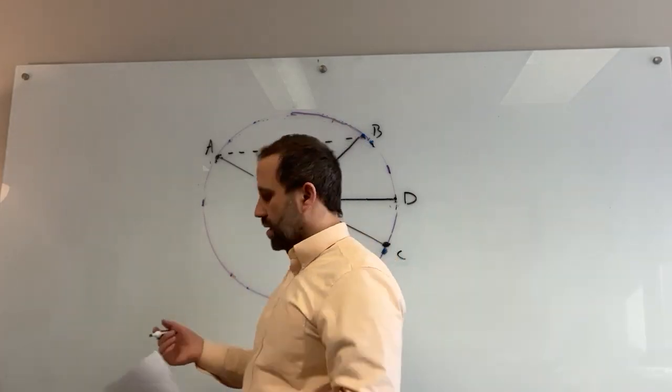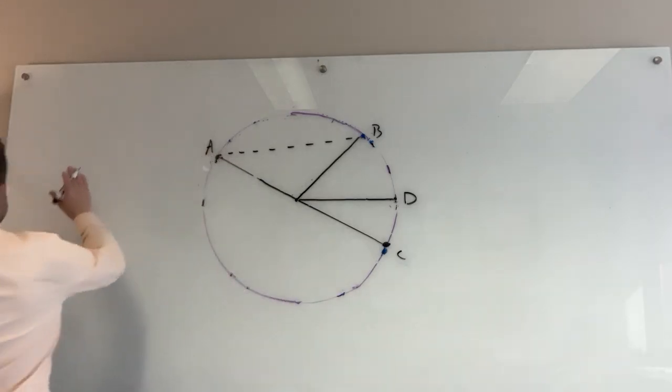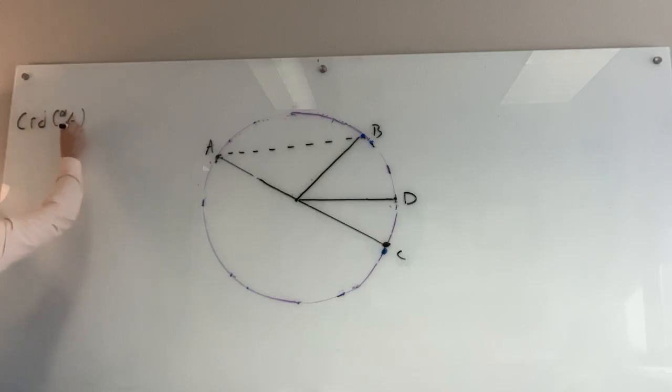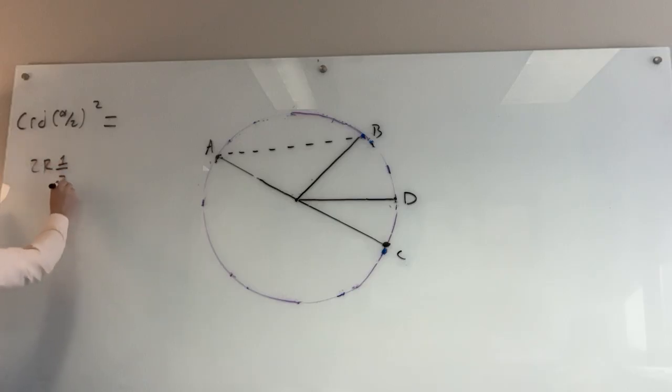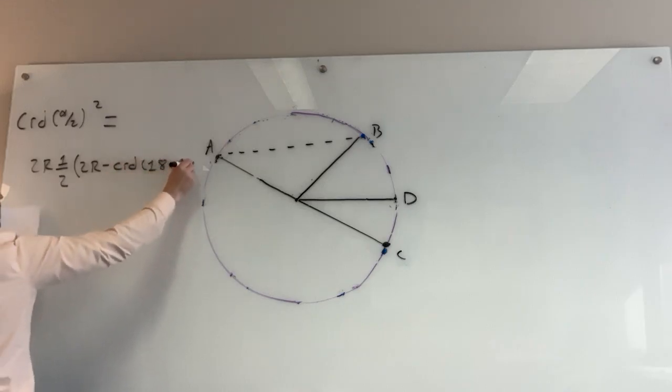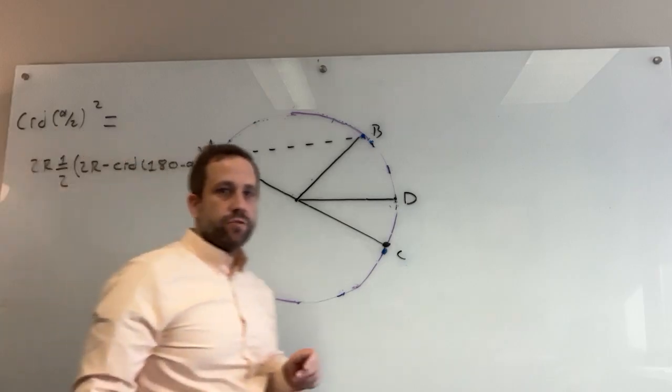It's a long formula, so let me write it over here, as legibly as possible. Ultimately, the thing that I'm going to prove is the following: chord alpha over 2 squared is equal to 2r times 1/2, and then it's going to be 2r minus chord of 180 minus alpha. So that's the claim. That's what I'm going to show.